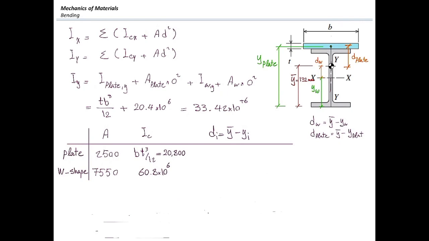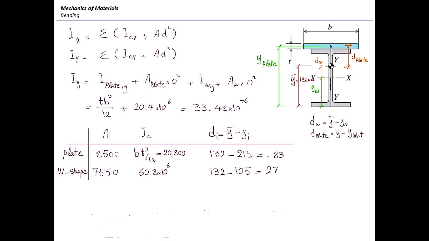Alright, now let's plug in the values and calculate d. Y bar is 132 millimeters from the bottom of the section, and the distance of the centroid of the plate to the bottom part, or y subplate, is 215 millimeters, as we determined at the beginning of this problem. That would give us d of plate equal to negative 83 millimeters. In a similar way, for the W shape element, y bar is 132 millimeters, and the distance of the centroid of the W shape to the bottom part is 105 millimeters. So d would be 27 millimeters for the W shape.